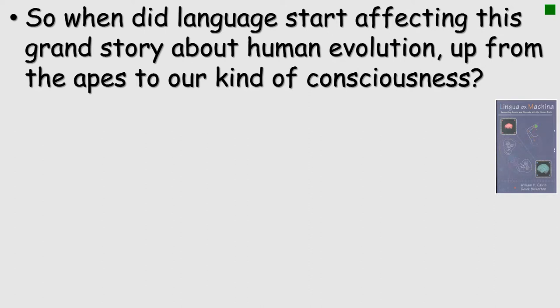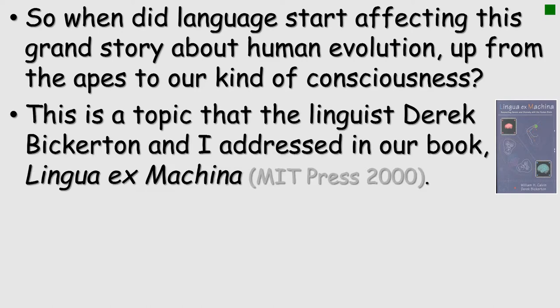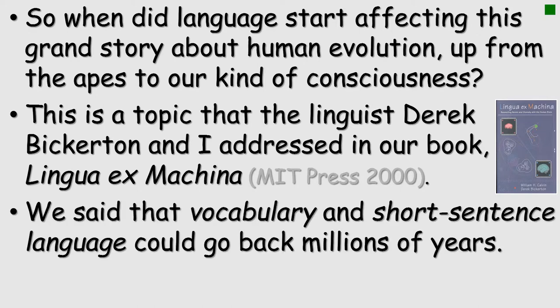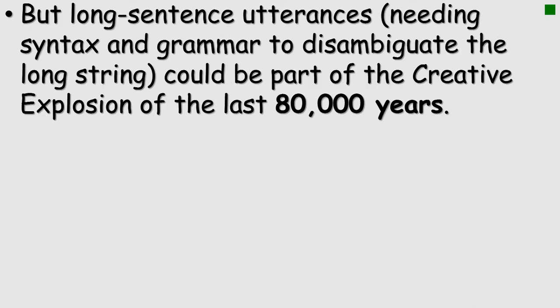So how did language start affecting this grand story about human evolution up from the apes to our kind of consciousness? This is a topic that the linguist Derek Bickerton and I addressed in our book, Lingua Ex Machina. We said that vocabulary and short sentence language could easily have been building up for several million years. But long sentence utterances that need syntax and grammar to disambiguate a long string could be part of the creative explosion of the last 80,000 years.